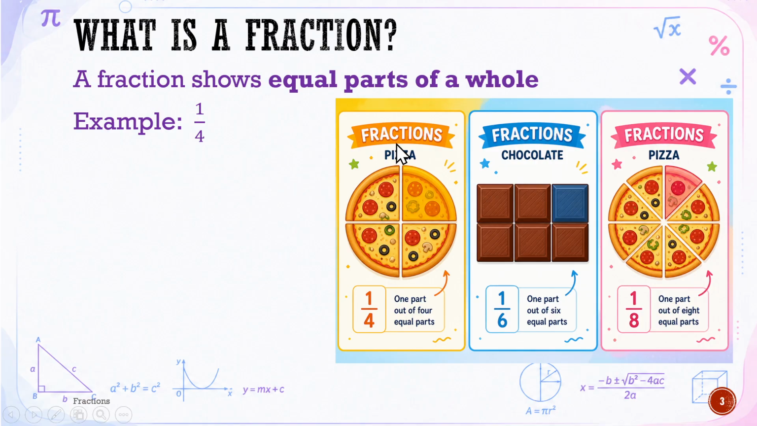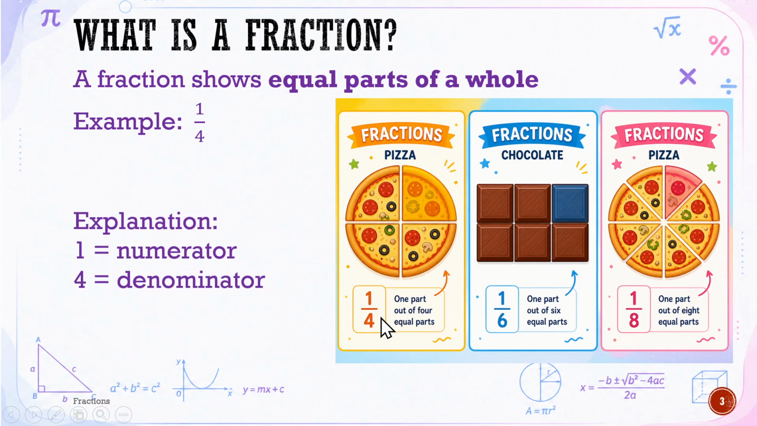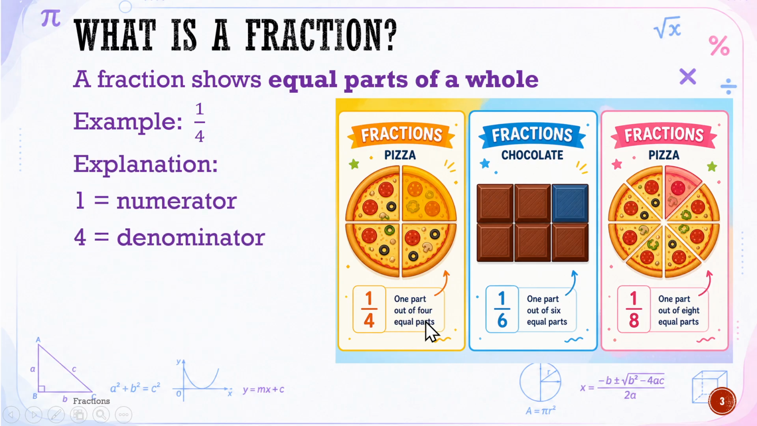So let's take a look at the first image over here. The fraction of this one whole pizza is 1 by 4. So one part out of 4 equal parts of the pizza. The 1 is called the numerator and 4 is called the denominator.